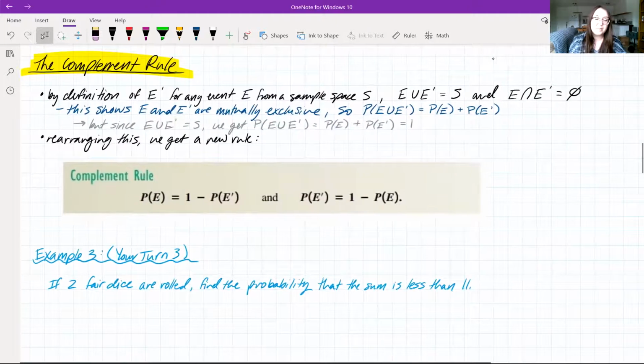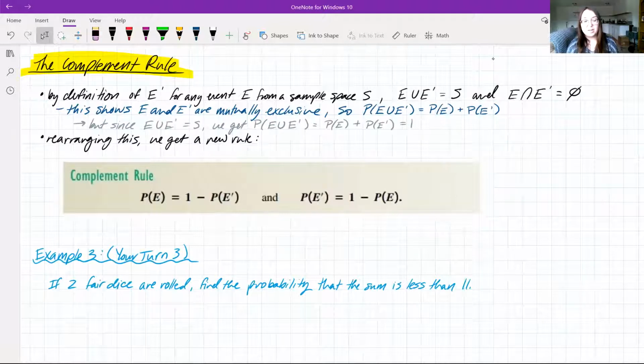All right, so now we have the complement rule. If it has not been completely clear yet, what we're doing a lot in this section is going through all the old rules that we learned back in section 7.1, and we're rewriting and manipulating them so that they are now probabilities instead of number of elements and sets. So now we're working with the complement rule.